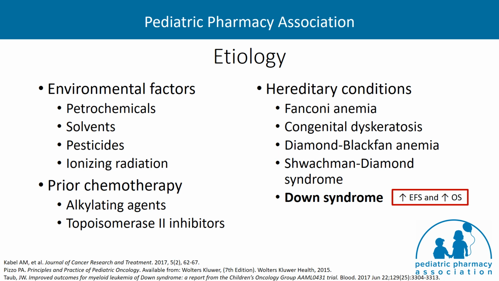Interestingly, Down syndrome patients have been shown to be at a much higher risk of developing a myeloid malignancy versus non-Down syndrome patients. With that being said, though, they have also been found to have a significantly higher event-free survival and overall survival, which is quite interesting and ultimately plays a role in the treatment they receive versus non-Down syndrome patients.